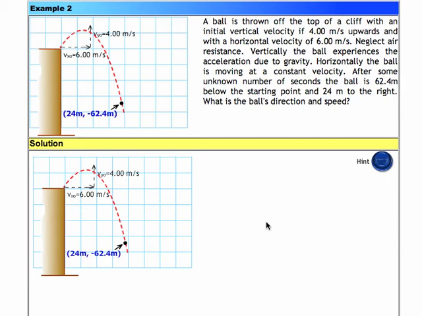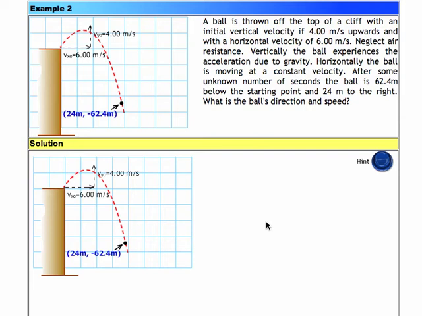A ball is thrown off the top of a tall cliff with an initial velocity of 4 meters per second upwards and with a horizontal velocity of 6 meters per second. Ignore air resistance. Vertically, the ball experiences the acceleration due to gravity. Horizontally, the ball is moving at a constant velocity.